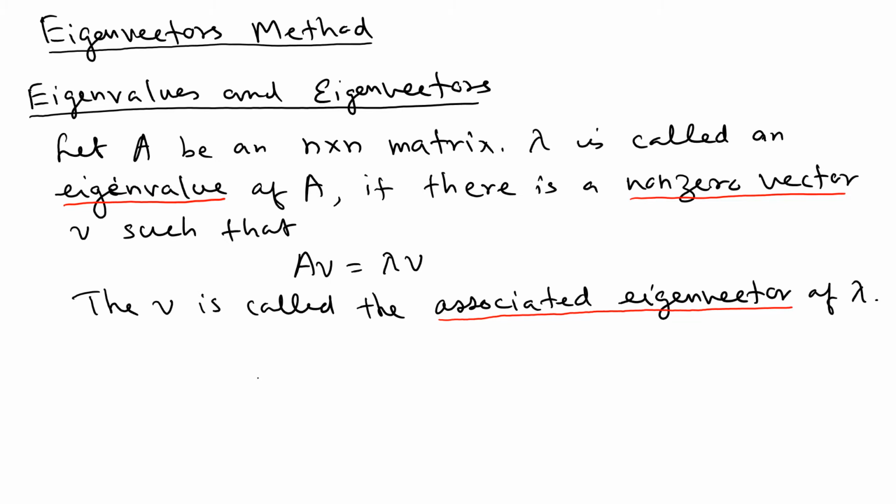Now let's see. So those are the definitions. So that means if you are given a matrix, if you can find a lambda and a nu such that A nu equal lambda nu, you call lambda the eigenvalue, nu the eigenvector. Now what we can do, we can see a little bit more rewriting.